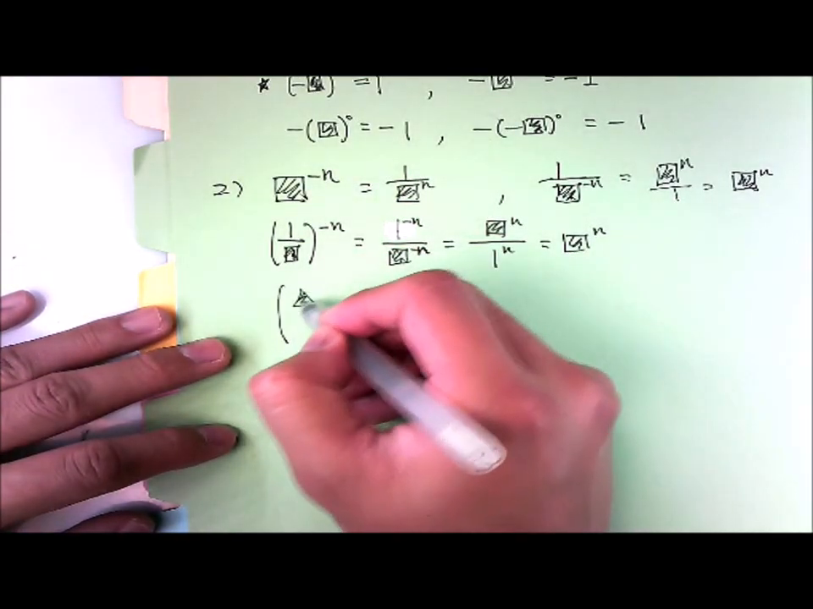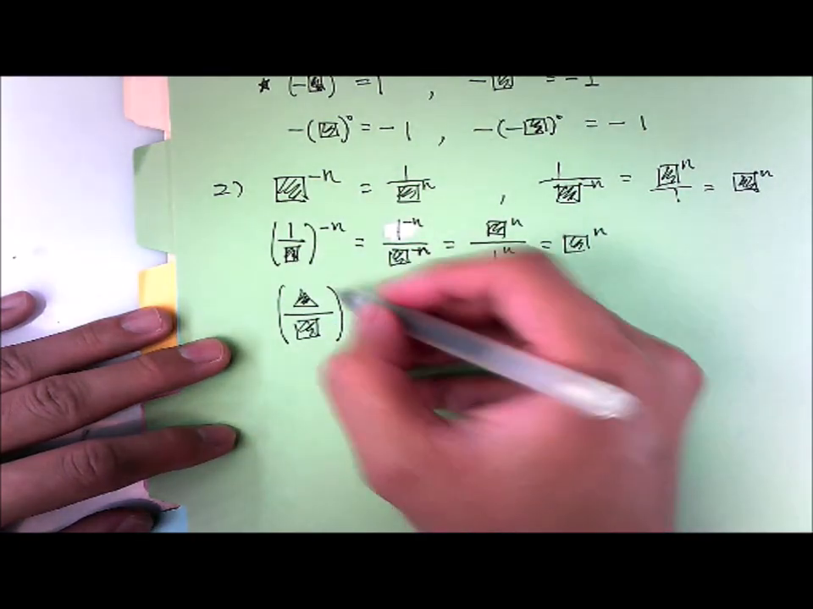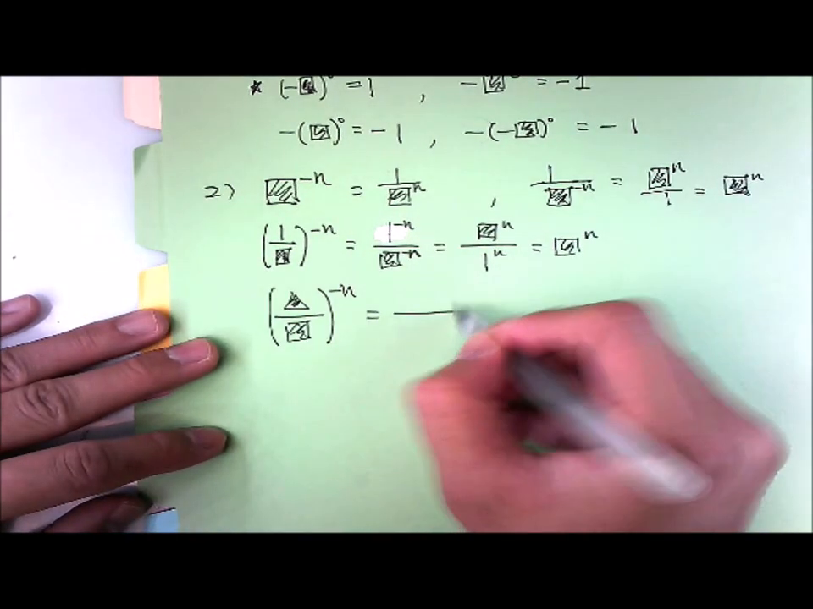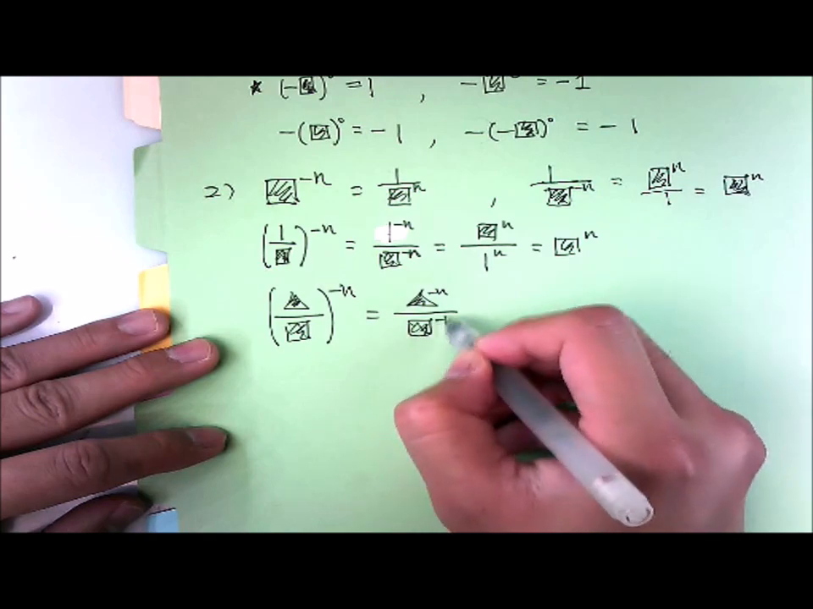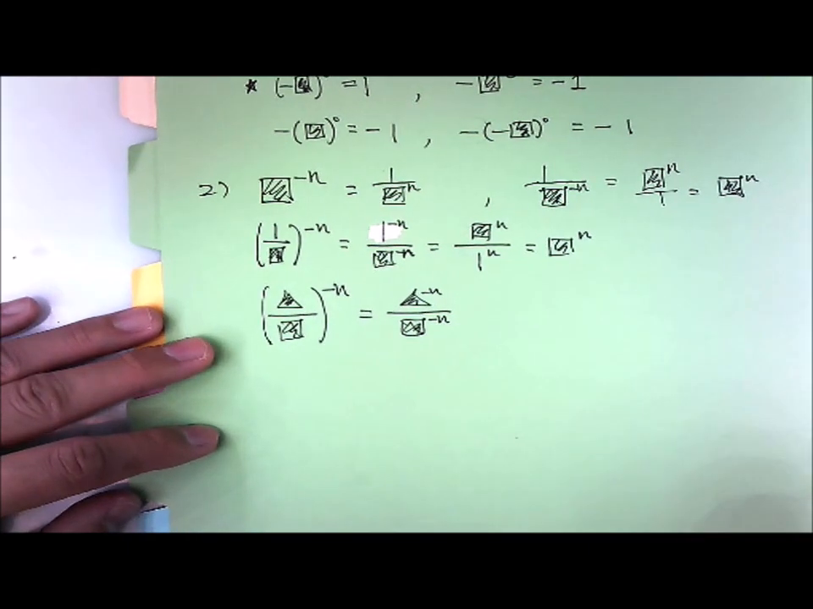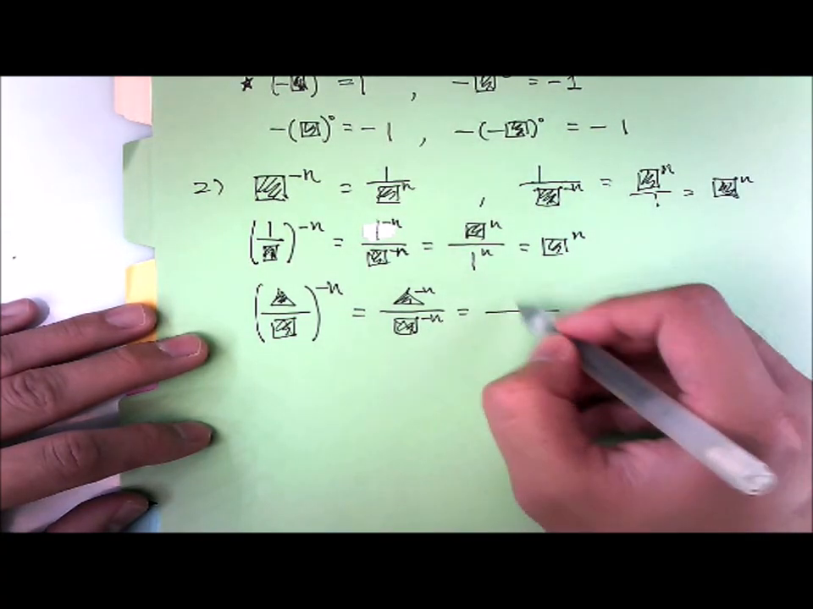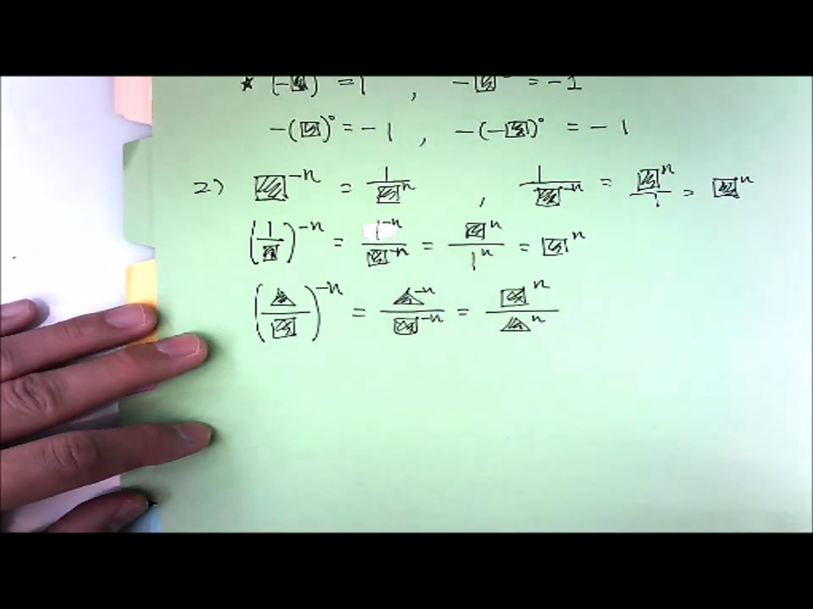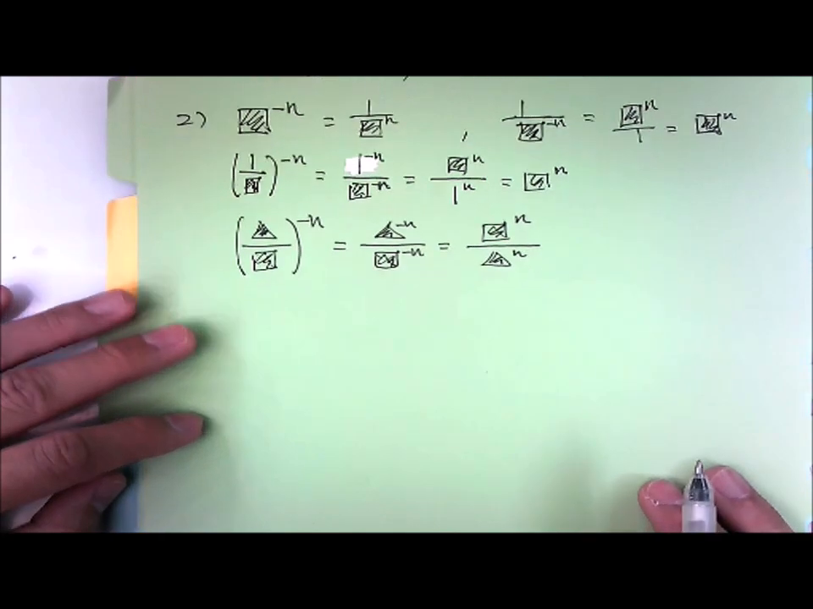We extend. For example, we have this with negative n. It's okay. We distribute the negative n to the triangle and the block, I mean the square. So you have negative powers, right? Interchanging, you get the positive power. Is it okay? So I think I have to illustrate more.